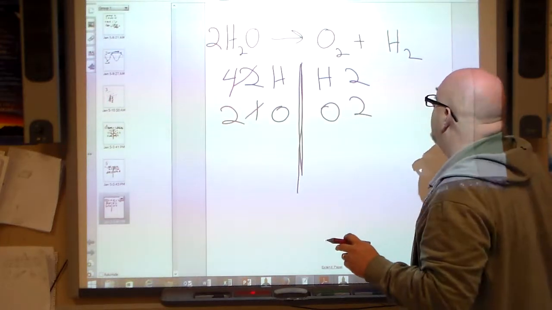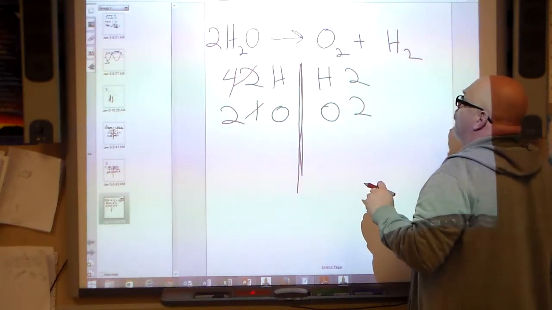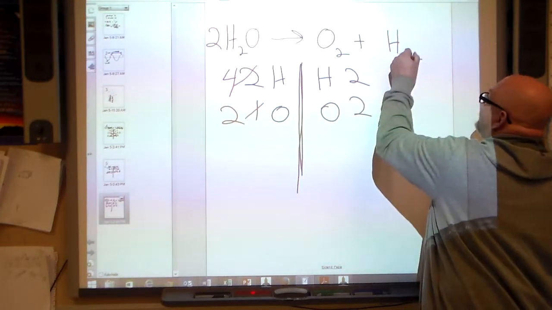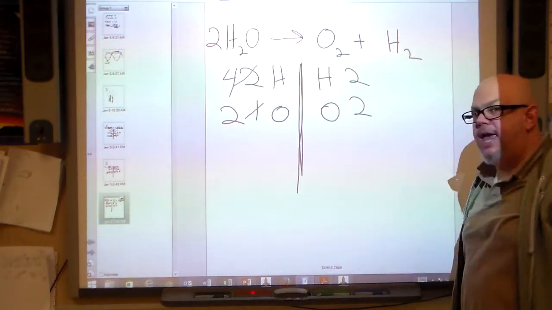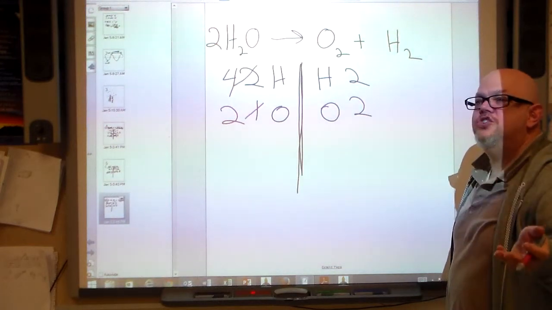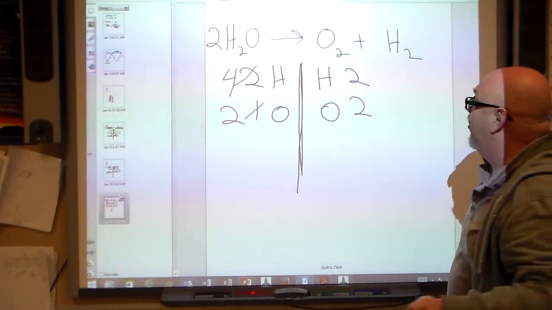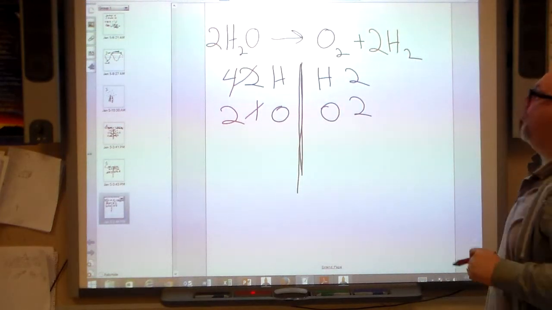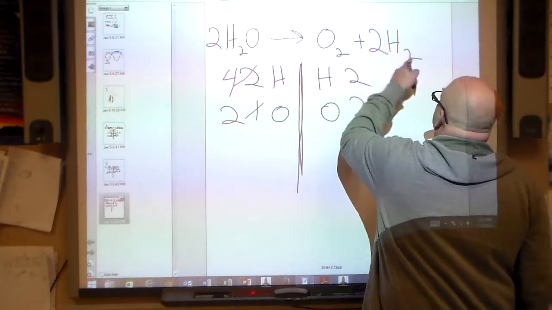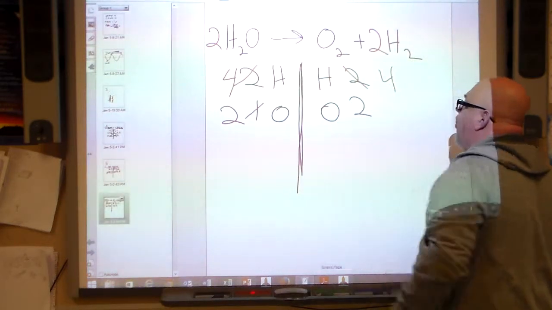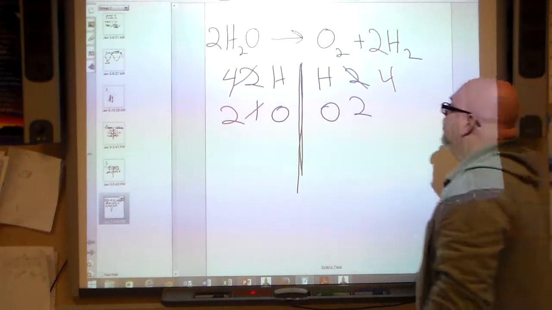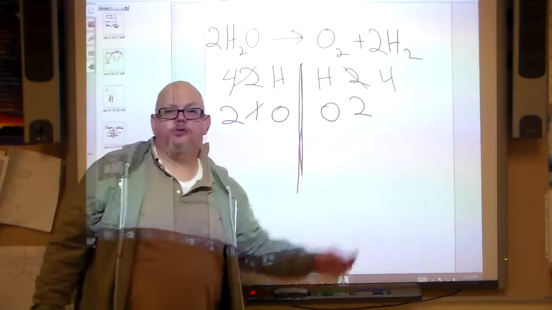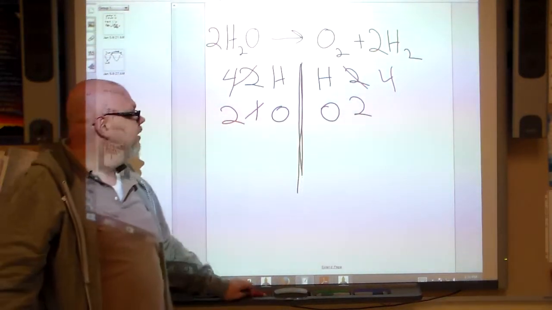This is looking good, but now I got to figure out the last one. How do I make this a 4? Well, this is pretty easy. We can't erase the 2 and add a 4 to it. We cannot do that because we changed it and it's physically impossible. But we can do this. We can go ahead and add another coefficient in there and make it 2 times 2. That makes this 4. So, 4 hydrogens going all the way across, 2 oxygens going all the way across.